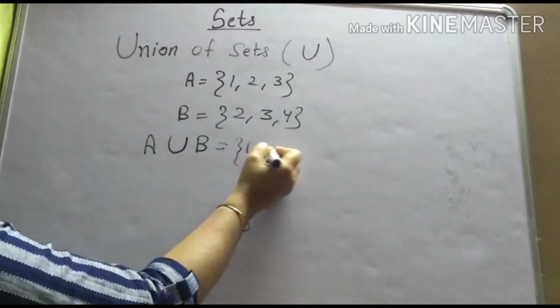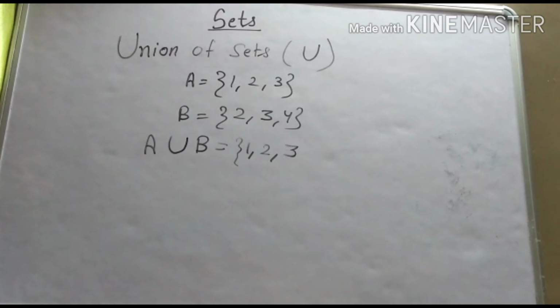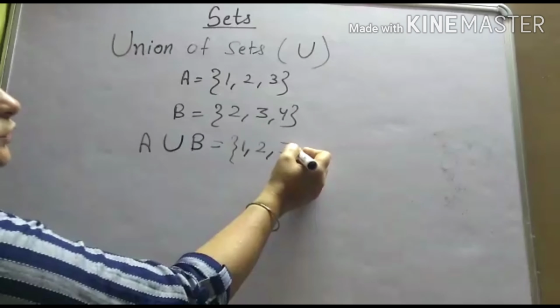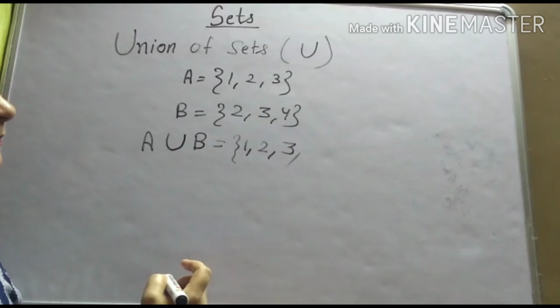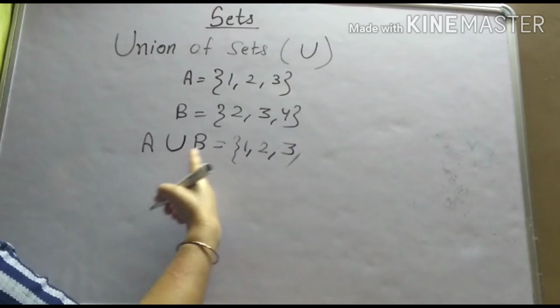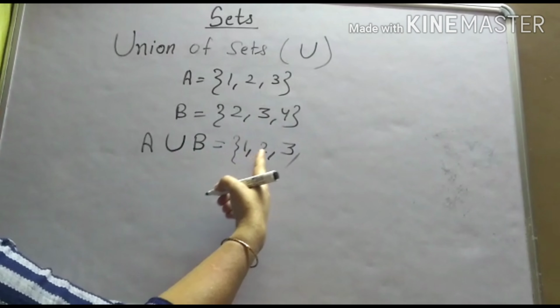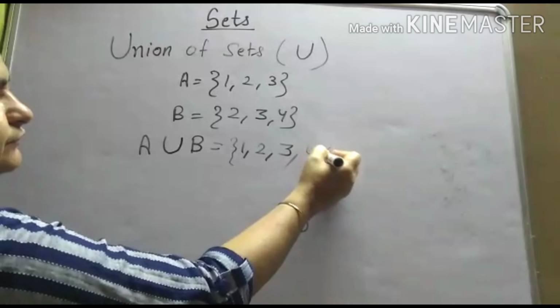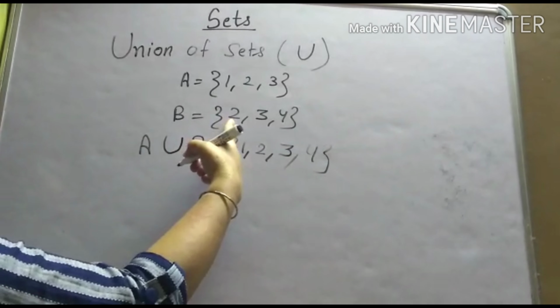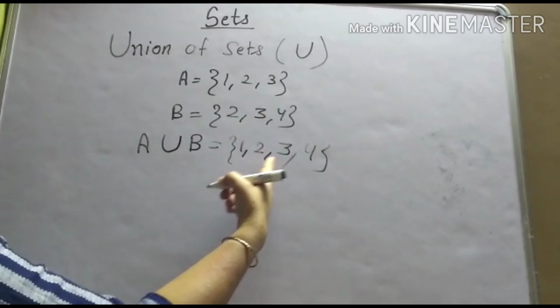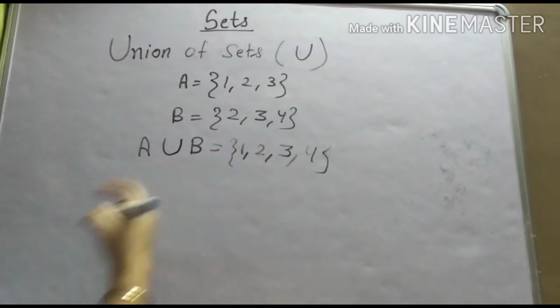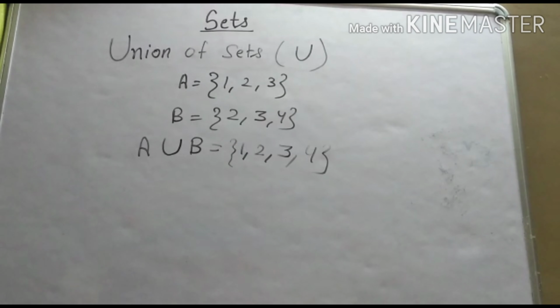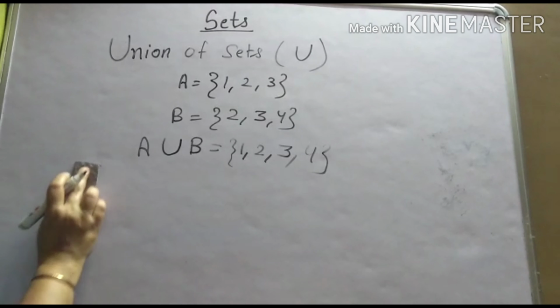At first write the elements of A, then write the elements of B, but no element should be repeated. So A union B is equal to 1, 2, 3 and 4, because 2, 3 are already in the first set A. So A union B is 1, 2, 3, 4. Let's take one more example.